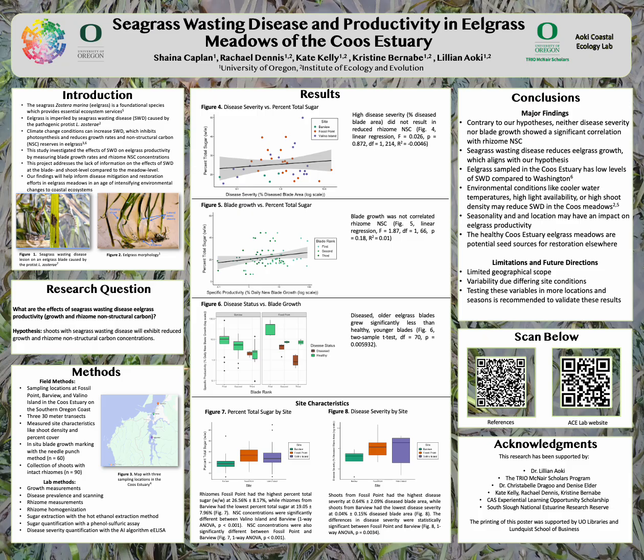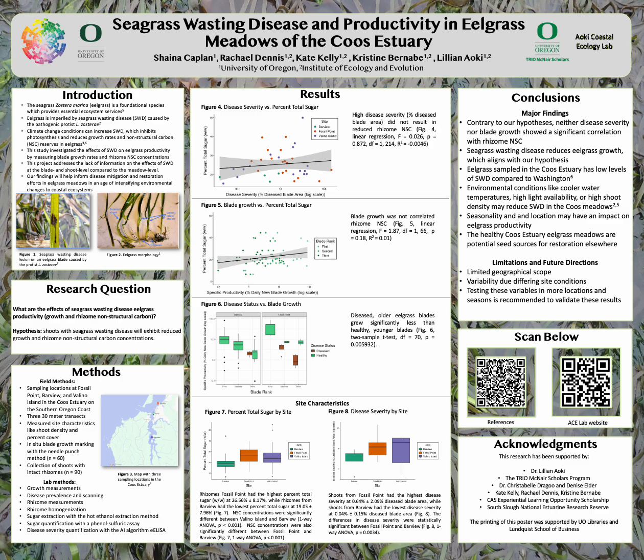It is important to study how seagrass wasting disease affects eelgrass because research shows that climate change conditions, like warmer water temperatures, can contribute to increased seagrass wasting disease. A previous study conducted in Washington State found that seagrass wasting disease leads to reduced growth rates and rhizome non-structural carbon concentrations. Rhizomes, which are shown in Figure 2, are below-ground modified stem-like structures that store non-structural carbon, and this non-structural carbon is used for the plant's energy instead of its physical structure.